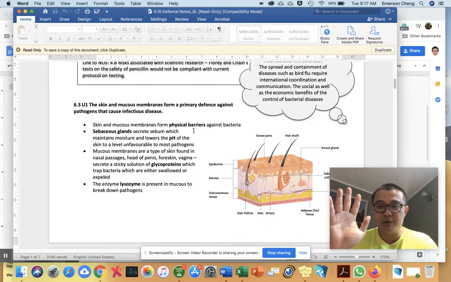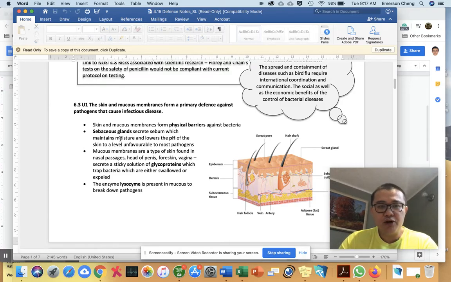But in the event of a raccoon biting me, this skin will be broken. It will draw blood. And if it happened to be a raccoon that has rabies, then in this case, I will be infected. So the skin and mucous membrane are like physical barriers against bacteria or viruses.